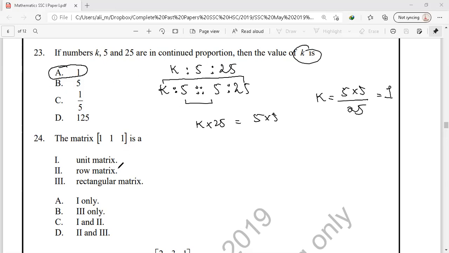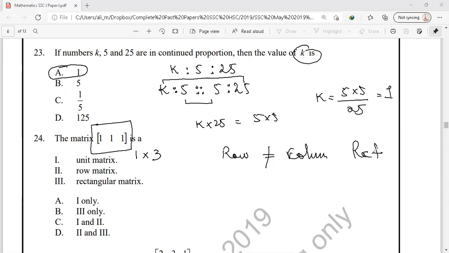So next we have question number 24, and in question number 24 we have to identify this matrix. As we can see, it has only one row and three columns. So the number of rows is not equal to the number of columns. It means this is a rectangular matrix. Also, in this matrix we have only one row, so such a matrix is called a row matrix.